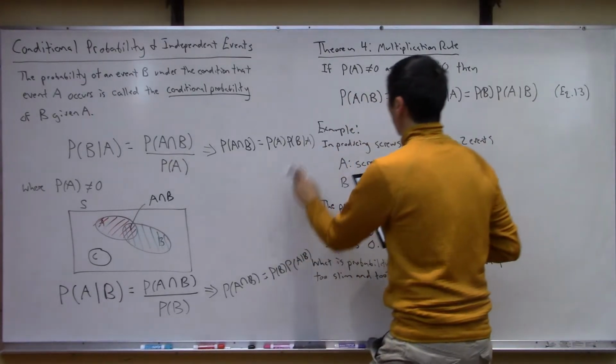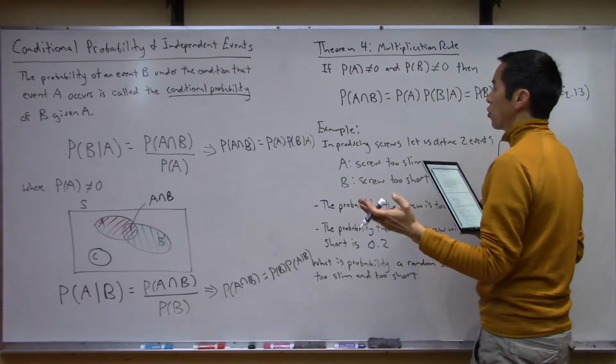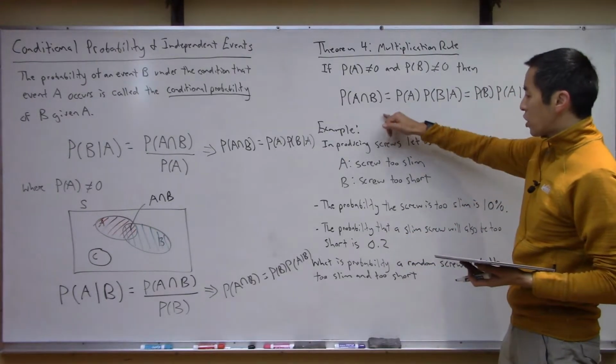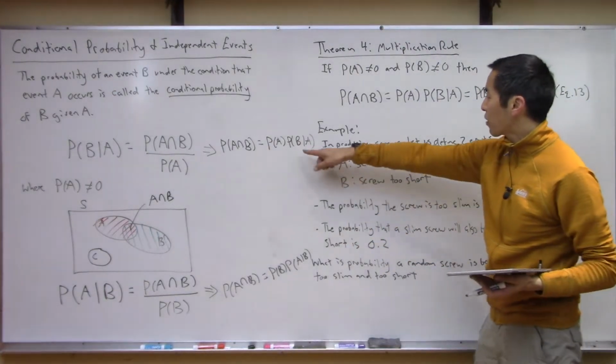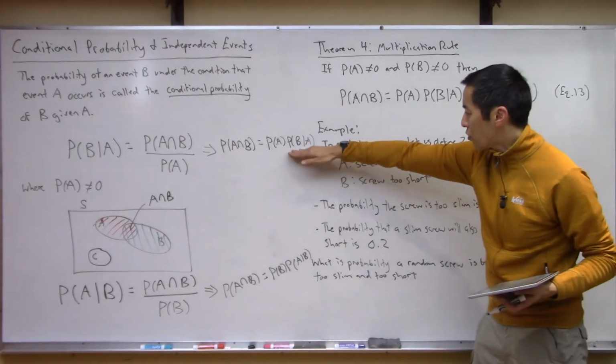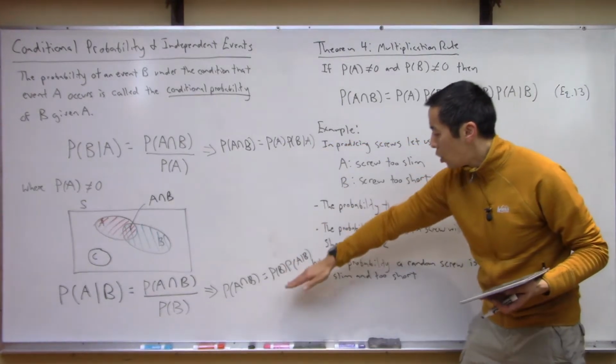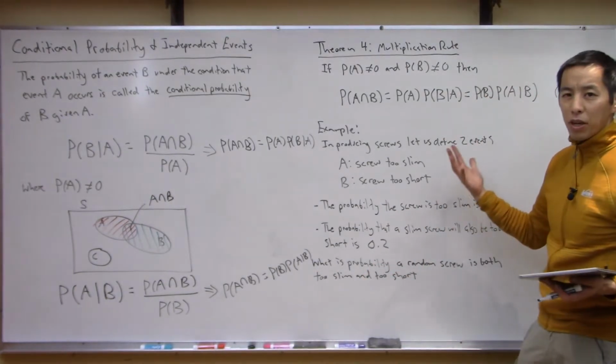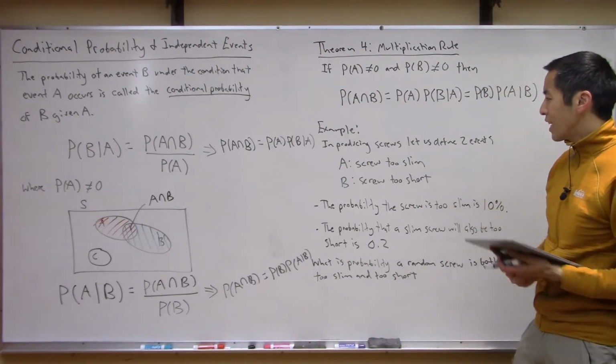So this leads to theorem 4, which is referred to as the multiplication rule, which is basically stating that exact fact: the probability of the intersection of A and B is given by this expression or this expression, either one. Pick your poison, right? So let's look at an example of that.